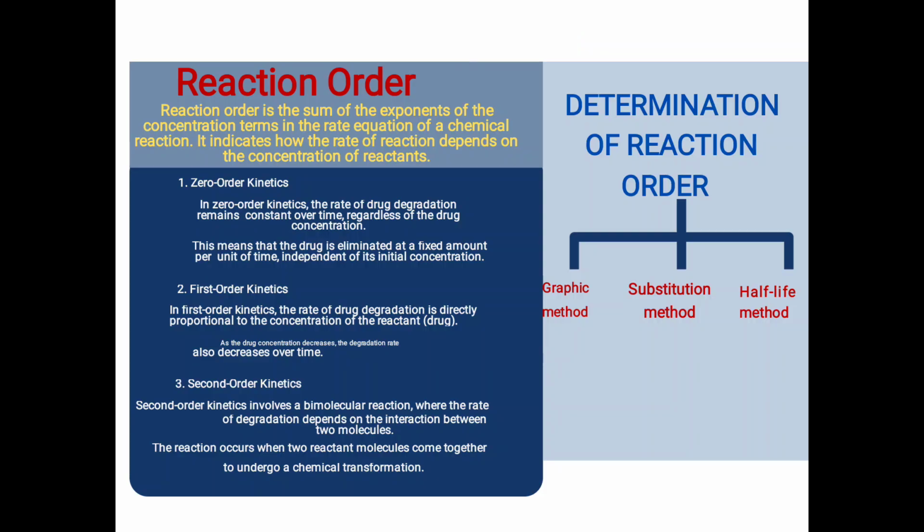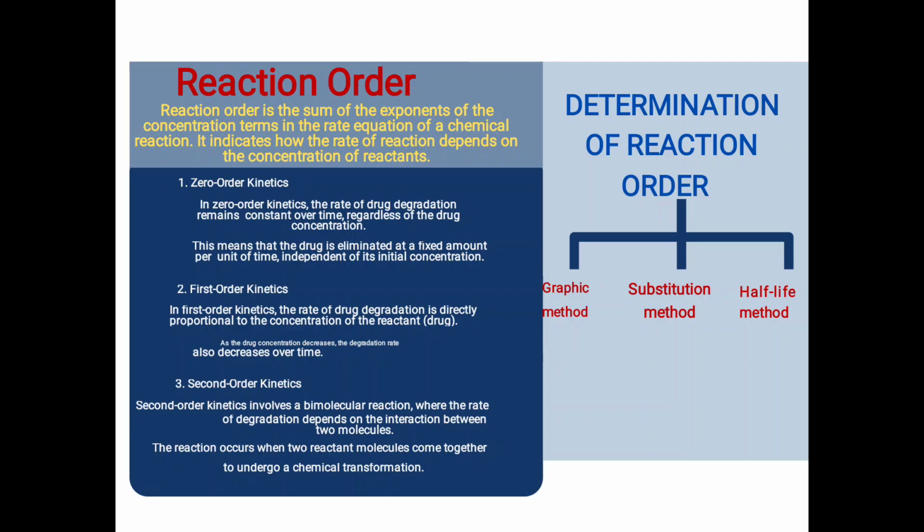Reaction orders: determination of reaction order by the graphic method, substitution method, and half-life method. Reaction order is the sum of the exponents of the concentration terms in the rate equation of a chemical reaction. It indicates how the rate of reaction depends on the concentration of a reactant.